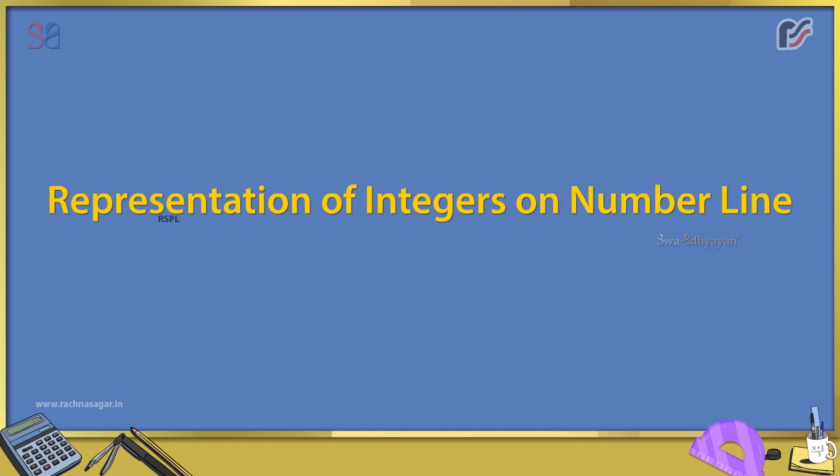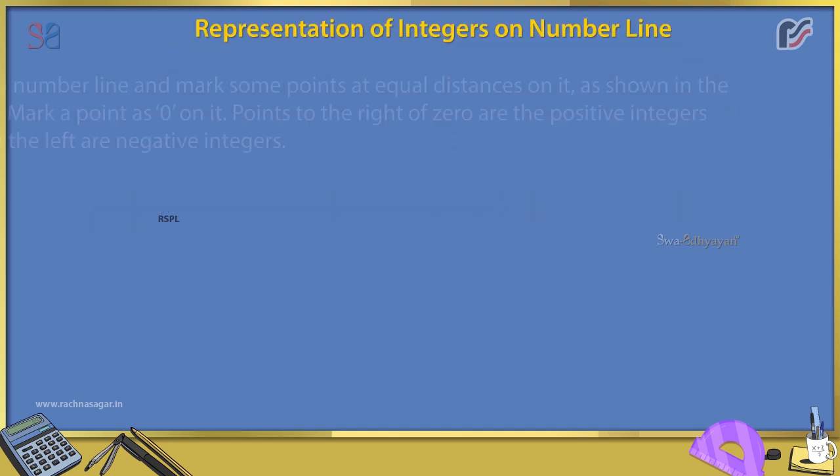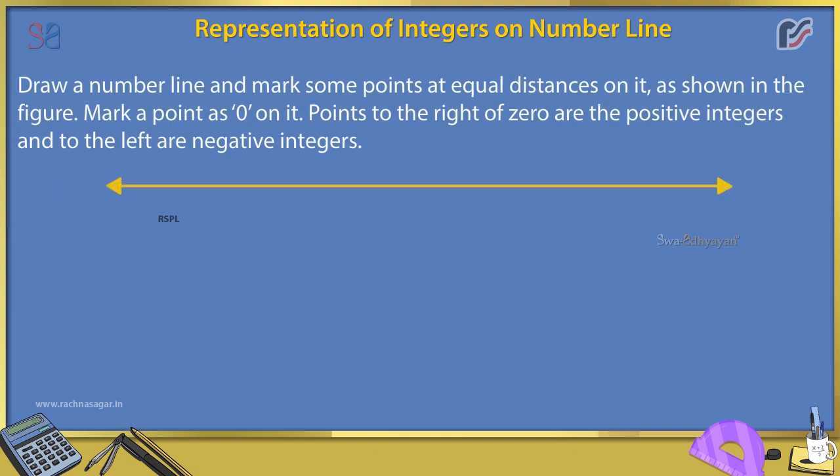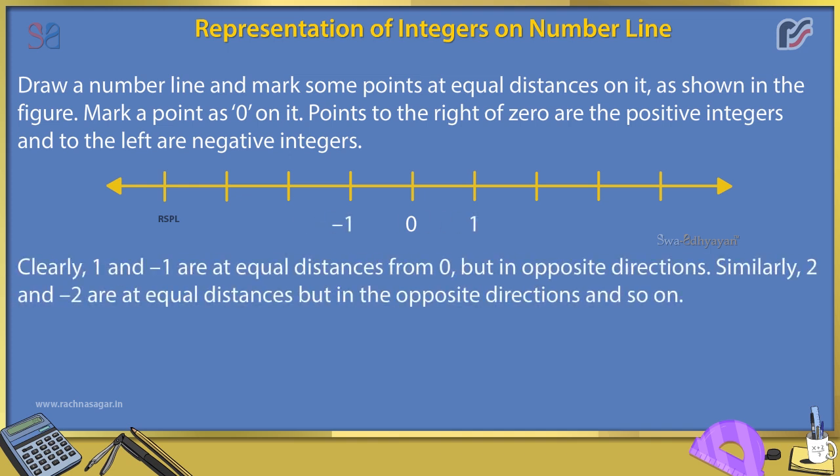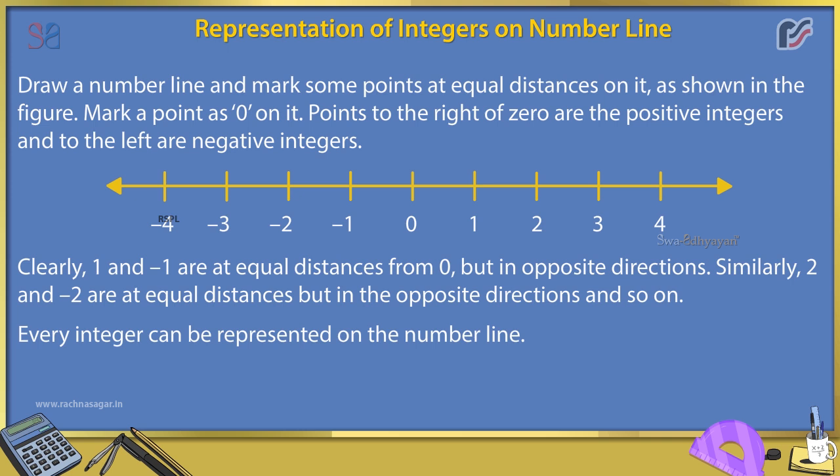Representation of integers on a number line. Draw a number line and mark some points at equal distances on it, as shown in the figure. Mark a point as 0 on it. Points to the right of 0 are the positive integers and to the left are negative integers. Clearly, 1 and minus 1 are at equal distances from 0, but in opposite directions. Similarly, 2 and minus 2 are at equal distances, but in opposite directions, and so on. Every integer can be represented on the number line.